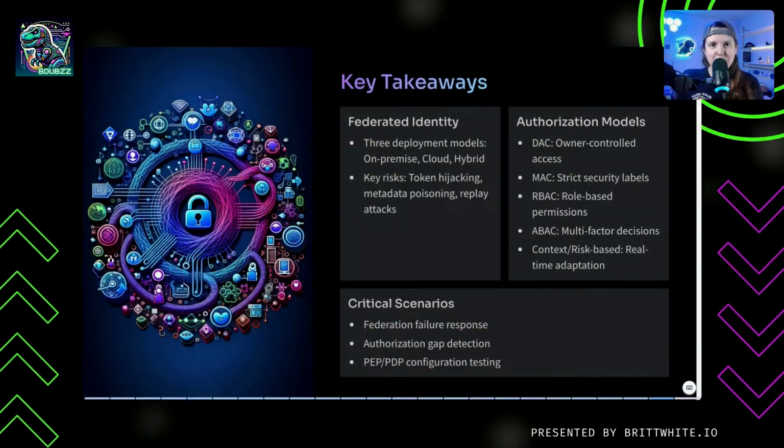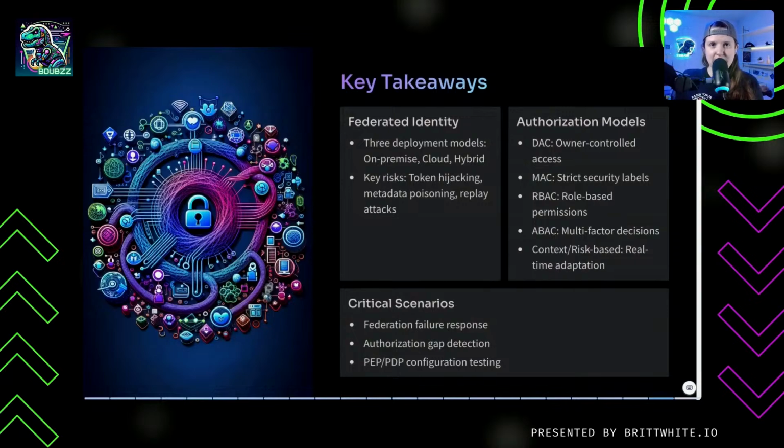ABAC considers multiple factors, like your role, location, time of day, device type, before it grants access. And finally, context and risk-based access controls adapt security in real time based on user behavior, location changes, and potential threats. We wrapped up with PEP and PDP enforcement, your security gateway and decision engine working together. Think about how this applies to your environment. Does your organization use Federation for customer portals or RBAC for internal systems?